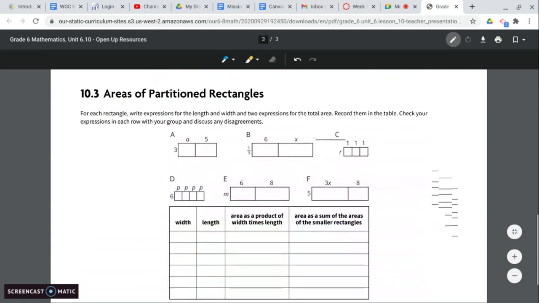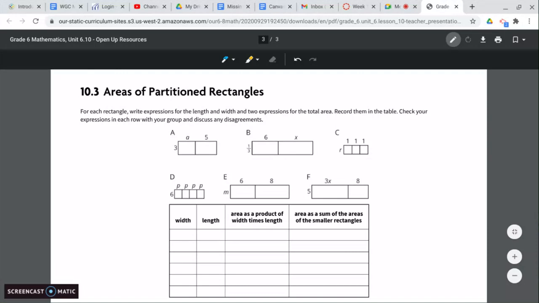All right. Areas of partitioned rectangles. For each rectangle, write an expression for the length and width and the two expressions for the total area. Record them in the table. Check your expressions in each row. Obviously not with your group. But, so let's take a look at this.